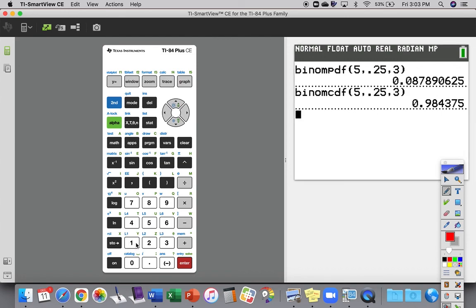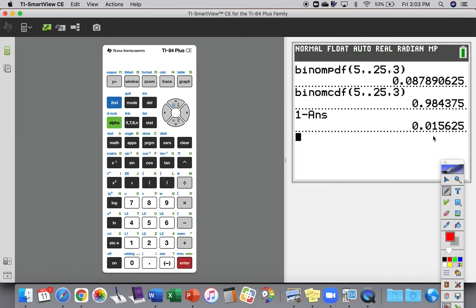What can I do with that? 1 minus the answer. And that will give me my 4 or 5. It'll give me the rest, because this one did 0 plus 1 plus 2 plus 3. This took 1 minus that to give me the rest, 4 or 5. So binomial PDF gives you an exact answer. Binomial CDF gives you a cumulative from 0 till and including the one you say stop. So 0, 1, 2, 3.